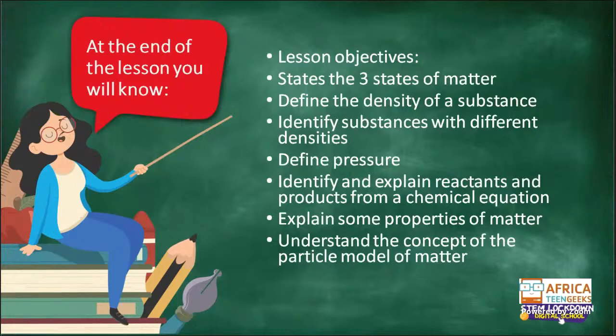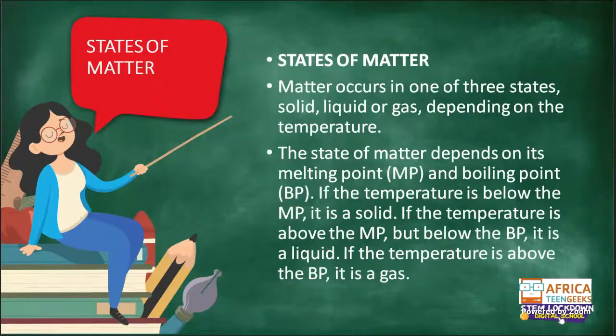All right, so we're going to look at the states of matter. You remember we said last time matter is anything that has weight and can occupy space. Then matter can also exist in three states. So matter occurs in one of these three states. We can talk of the solid, liquid, or gas, depending on the temperature.